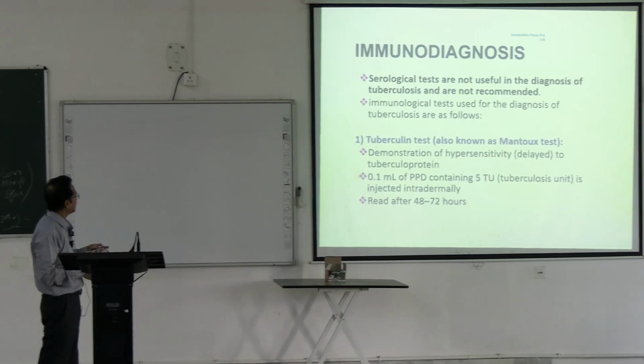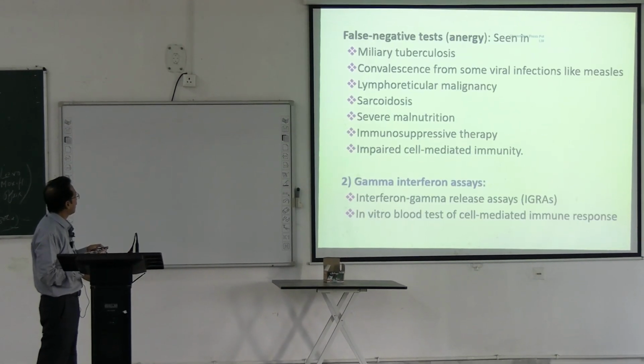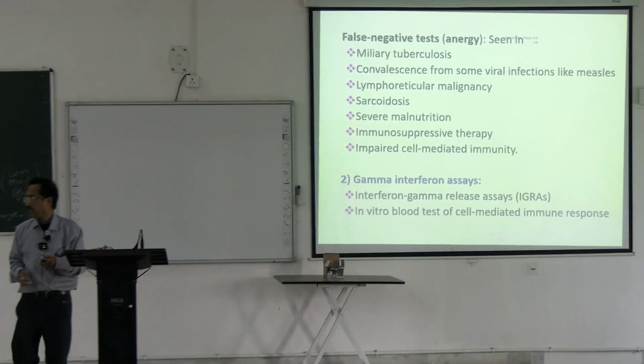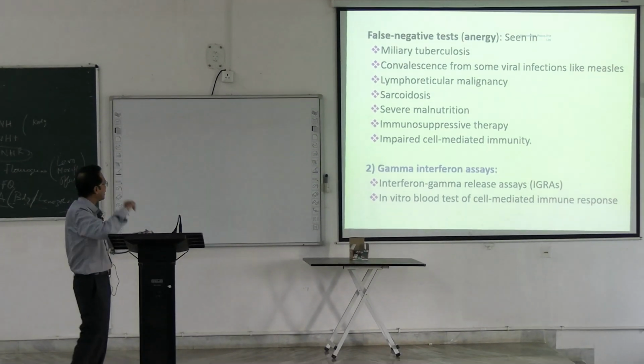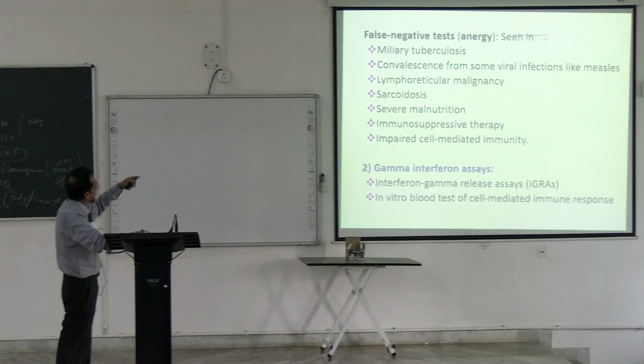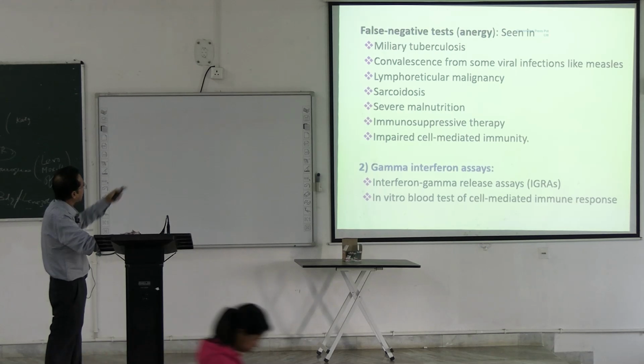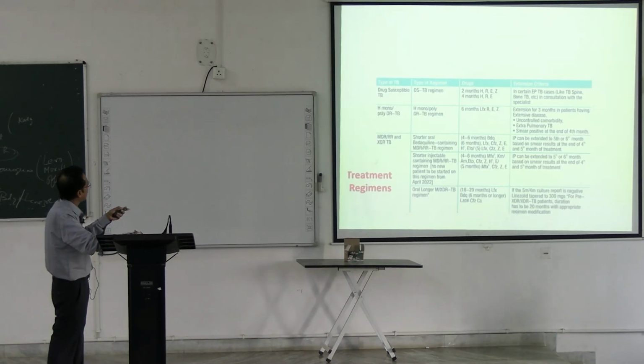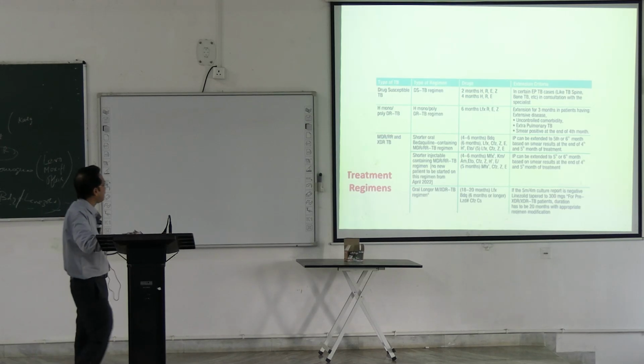Immunodiagnosis I have already mentioned. Now these are the false negatives. In case of the Mantoux test, it can give false negatives in miliary tuberculosis, sarcoidosis, severe malnutrition, and immunosuppressive therapy. These are the treatment regimens.